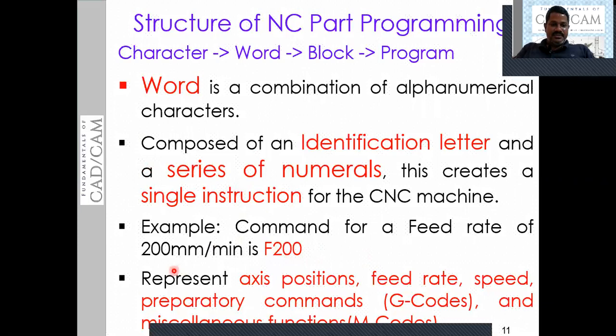Next, this represents the axis positions, feed rate, speed, preparatory commands, and miscellaneous functions. We will see what exactly the preparatory functions and miscellaneous functions are in the coming slides.